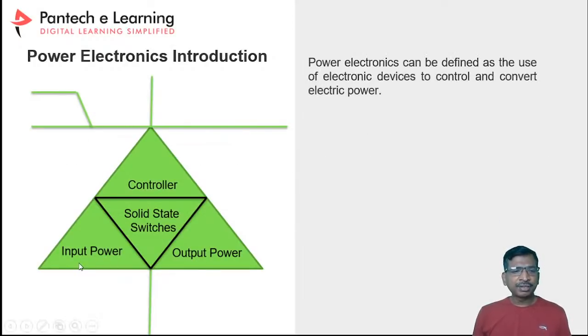Here the input power is controlled with the help of solid state switches to get a desired output voltage. For that we are using a controller. The controller is a pulse width modulated controller. So PWM is one kind of controller to control the solid state switch, so that the input power will be converted to output power.